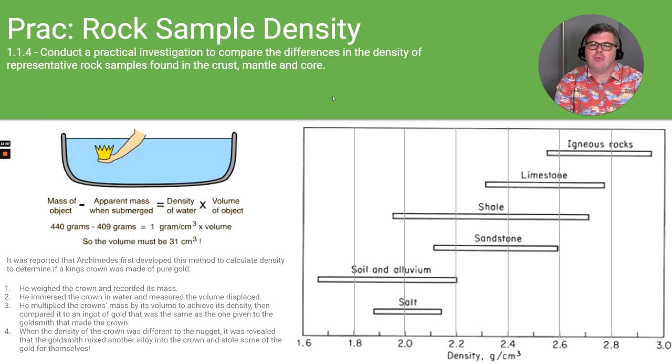Now, a rock density prac is relatively simple. In your classroom, you should have a variety of rocks to choose from. You pick one, you weigh it, record its weight. Then you get a large beaker, let's say an 800 mil or a 500 mil beaker, depending on the size of your rock. You fill it to a set amount with water. Then you place the rock in there and see how much the water level changes.